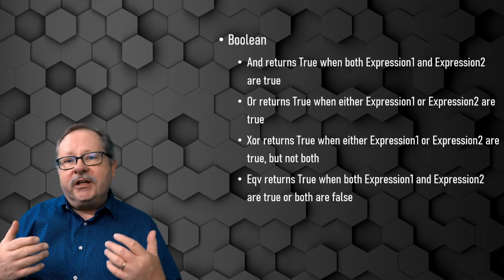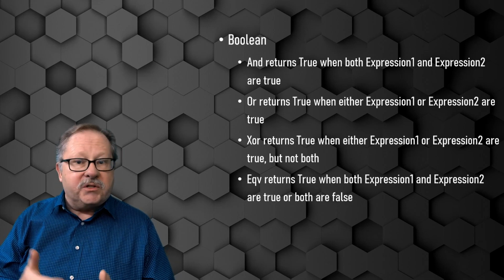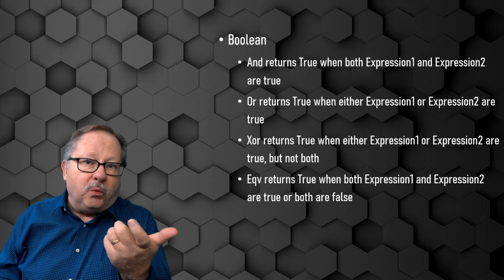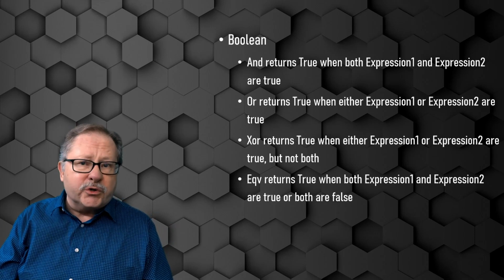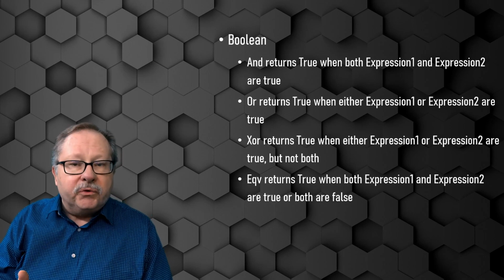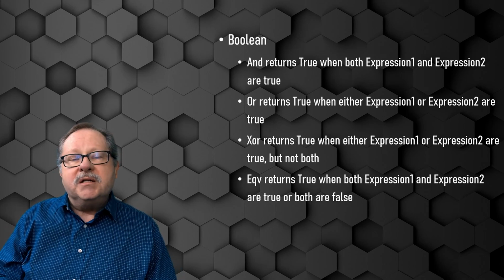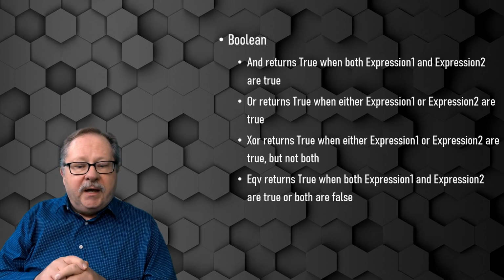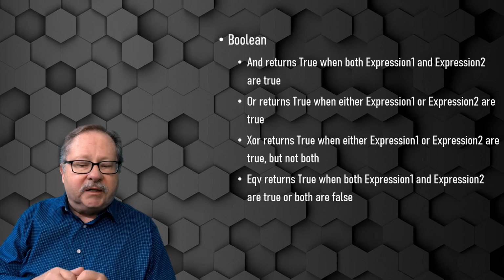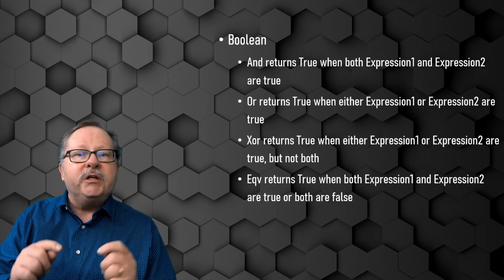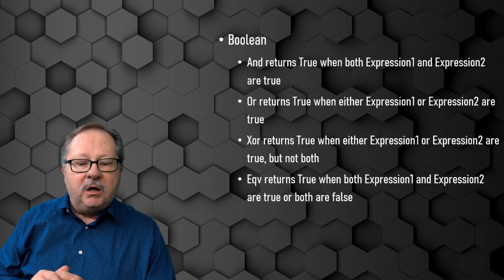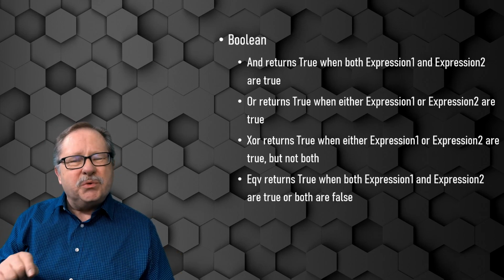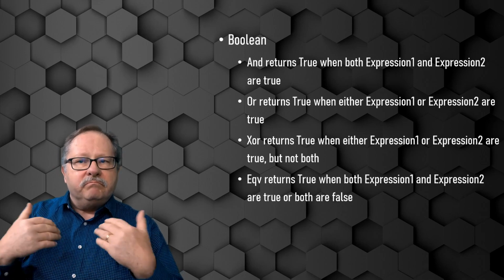You have what they call the exclusive or, XOR, that returns true whether either expression 1 or expression 2 is true, but not both. So an exclusive Or basically says, I want one of these two to be true, but not both of them. And then you have the EQV, or equivalent, which returns true when both expression 1 and 2 are true, or both are false. Because this one's so odd, I'm going to show an example.